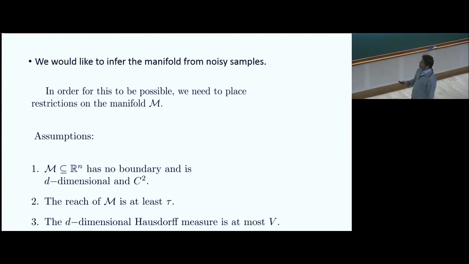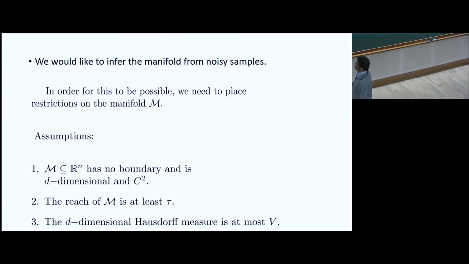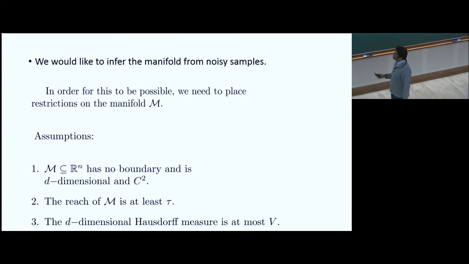So we would like to infer the manifold from the noisy samples, and that's what this talk is going to be about. But in order to be able to do this, we need to place some restrictions on the manifold M. This is the case for any such task, such as curve fitting. So the assumptions we'll place are that A, the manifold has no boundary and is d-dimensional and twice continuously differentiable. The reach of the manifold is at least tau. I'll explain what the reach is. And the d-dimensional Hausdorff measure is at most V.